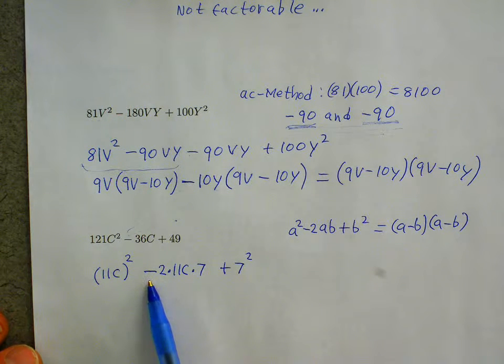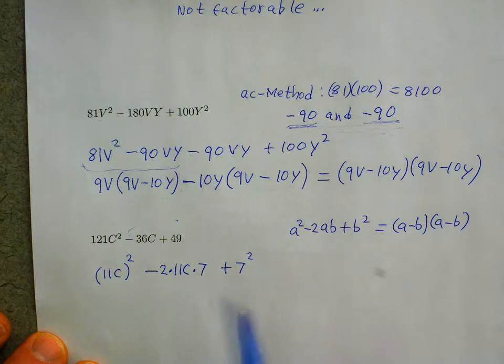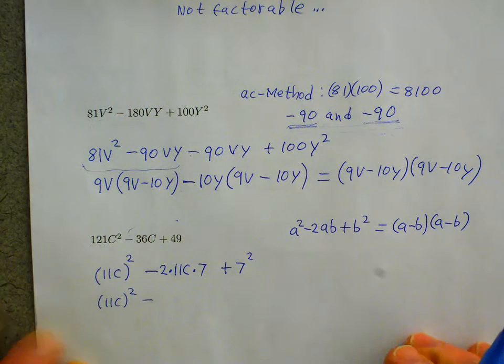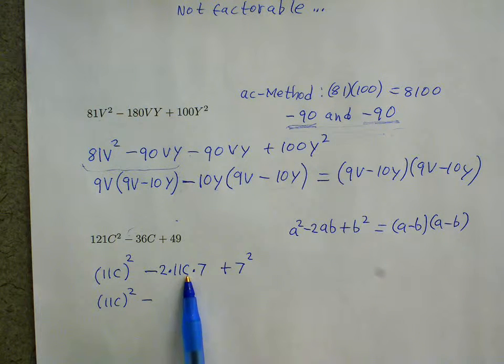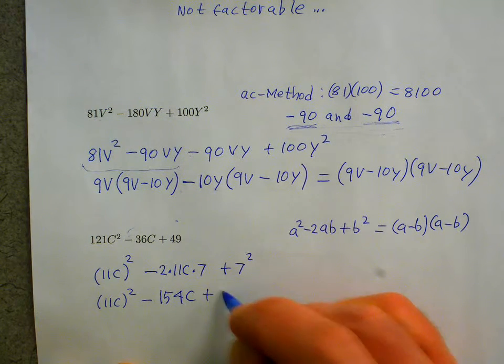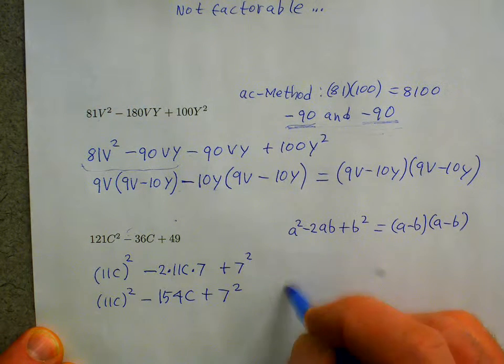So what's minus 2 times 11c times 7? Well, let's see. 7 times 11c is 77c. And if I multiply that by negative 2, I get negative 154c. So is that a perfect square trinomial? No, it's not. This is not a perfect square trinomial.